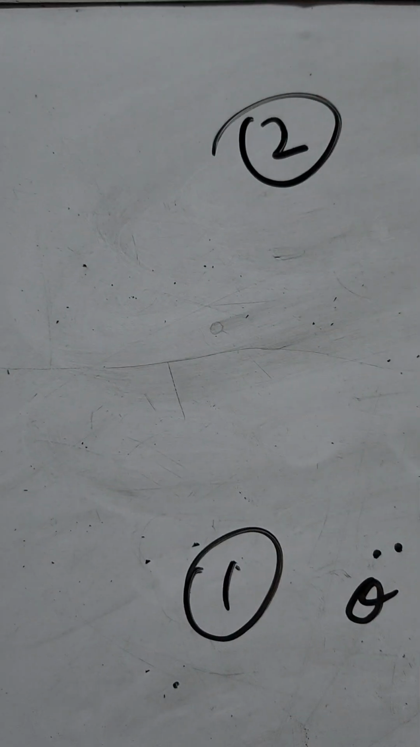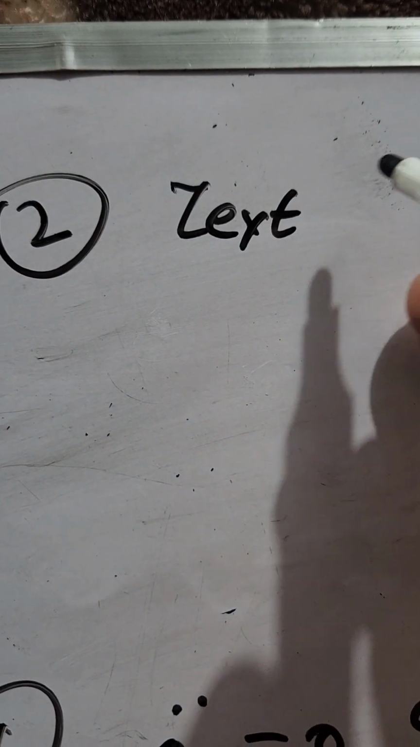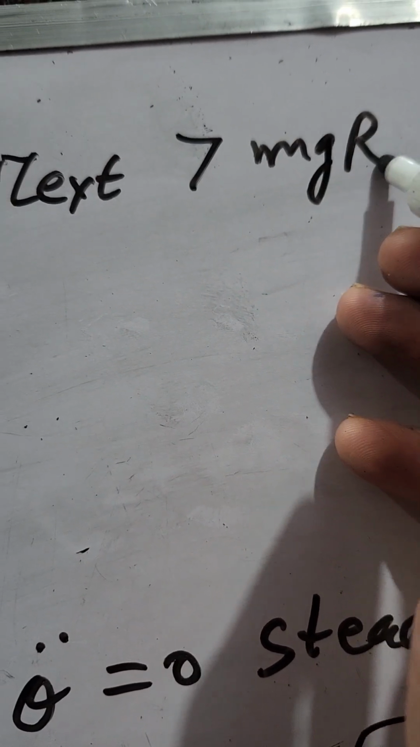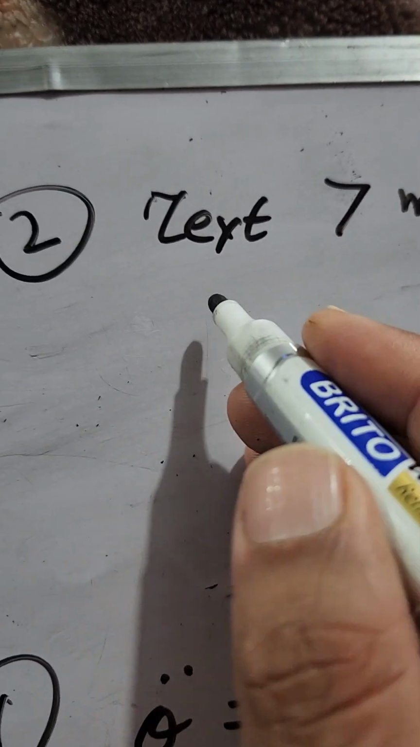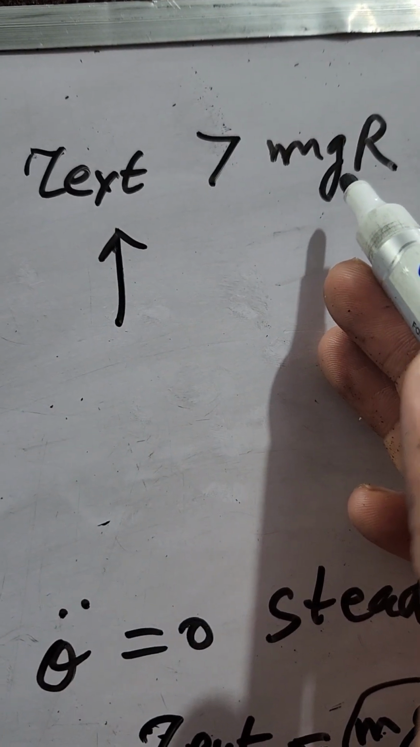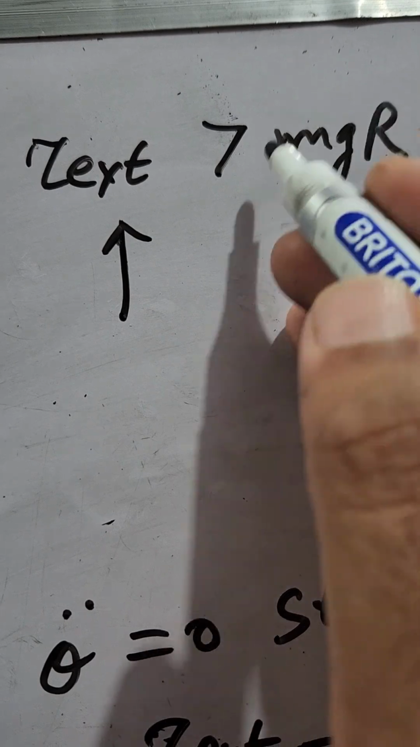For case 2, we consider the external torque to be greater than mg r. So in this case, the bucket will move upward because the applied torque is greater than the torque applied by the weight.